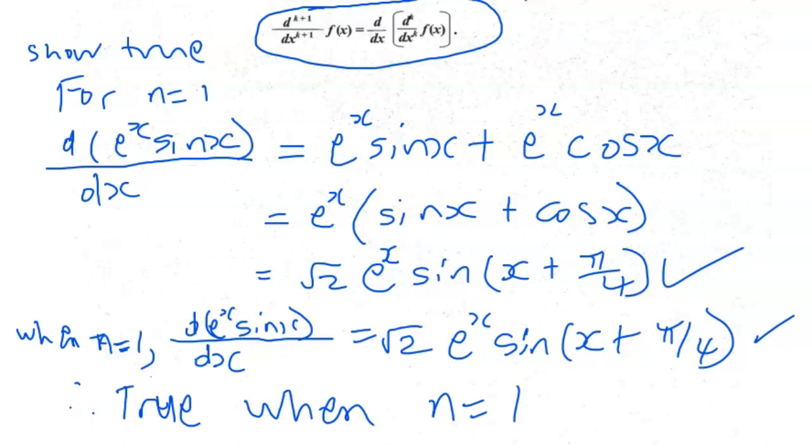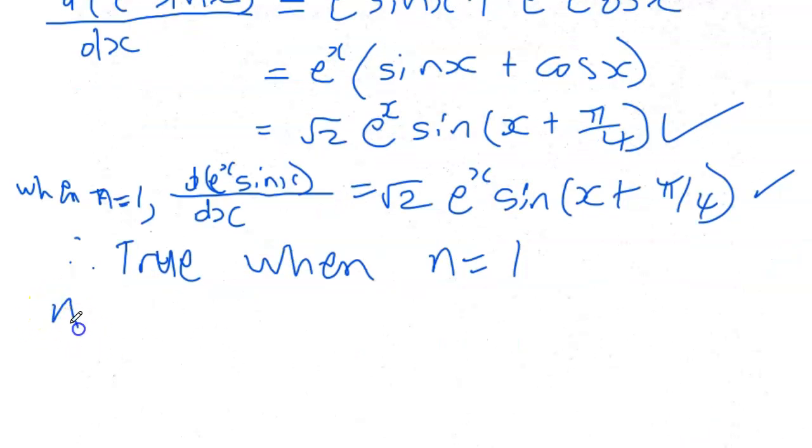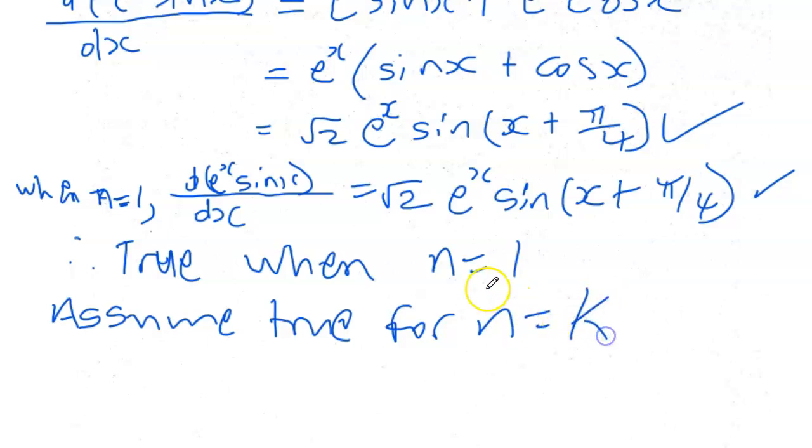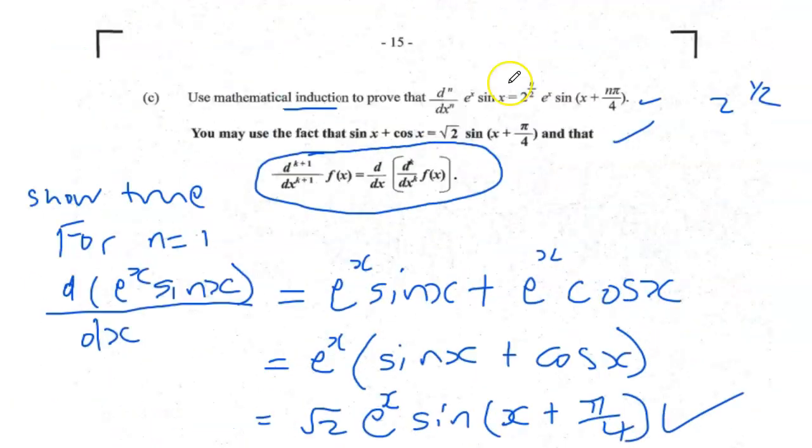Alright, let's go to step 2. Step 2 is about, so we assume true for n equal to k. Again, for this formula we're simply going to replace the n with k. So step 2 is a very basic step. Rewrite the formula, except now we replace n with k, where k is some ordinary arbitrary constant.